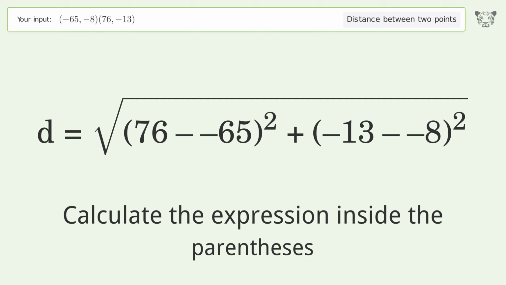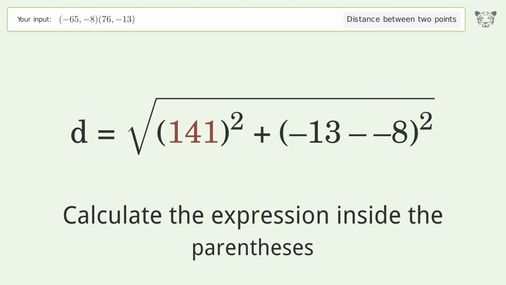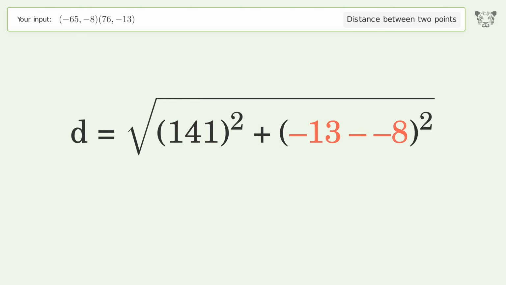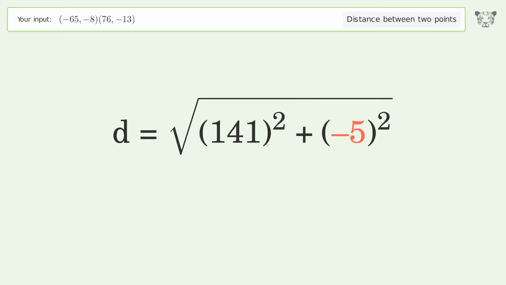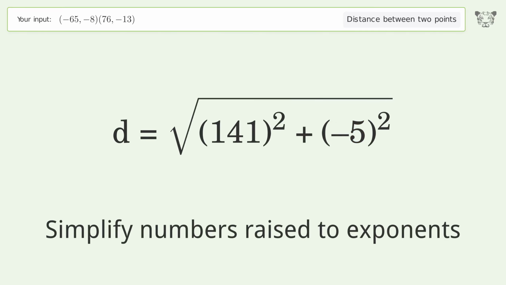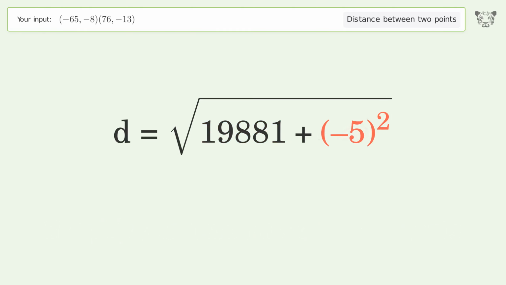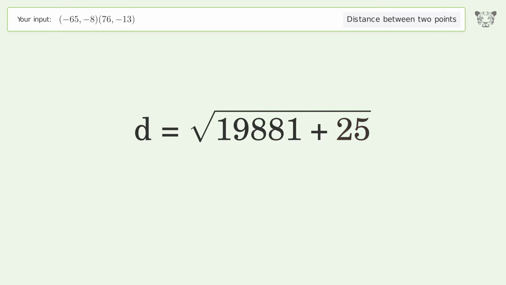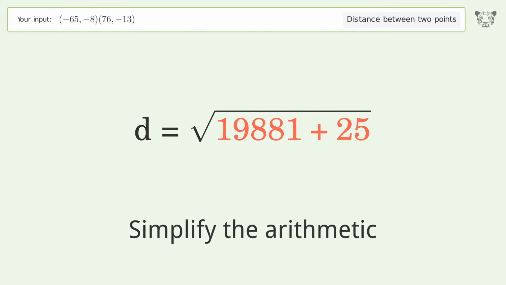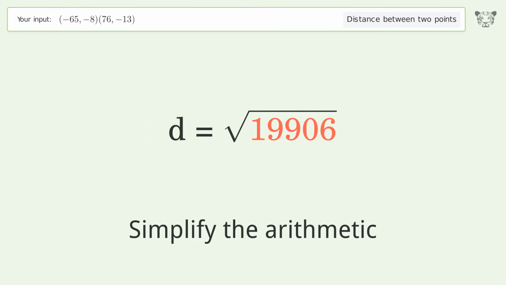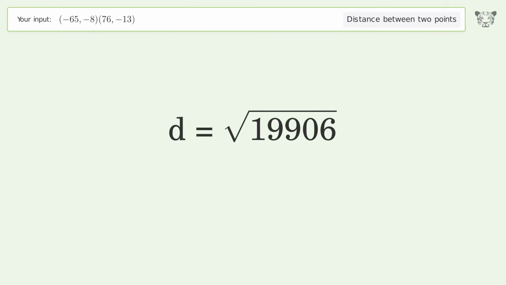Calculate the expression inside the parentheses. Simplify numbers raised to exponents. Simplify the arithmetic. And so the distance between the 2 points is the square root of 19,906, or 141.089.